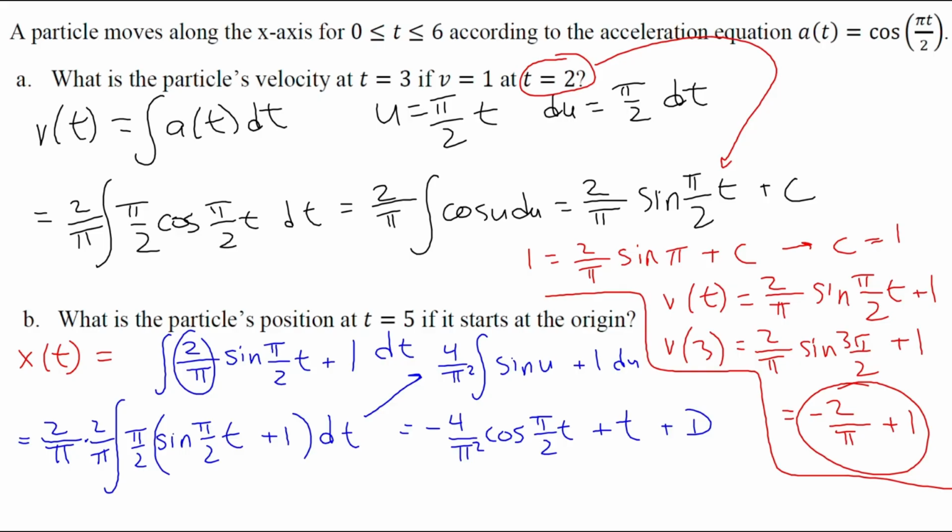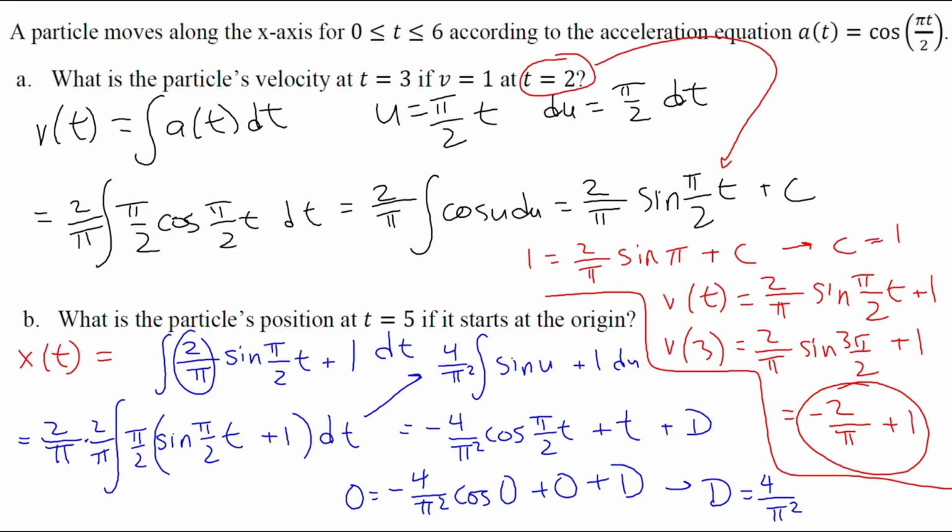We can find d really easily here. The particle starts at the origin. So if our particle starts at the origin, that means that when t is 0, then the position is equal to 0. So we're going to say 0 is equal to negative 4 over pi squared cosine of pi over 2 times 0, which is just 0, plus 0 plus d. Well, since the cosine of 0 is 1, we just end up with d is equal to 4 over pi squared when we add that over to the other side.